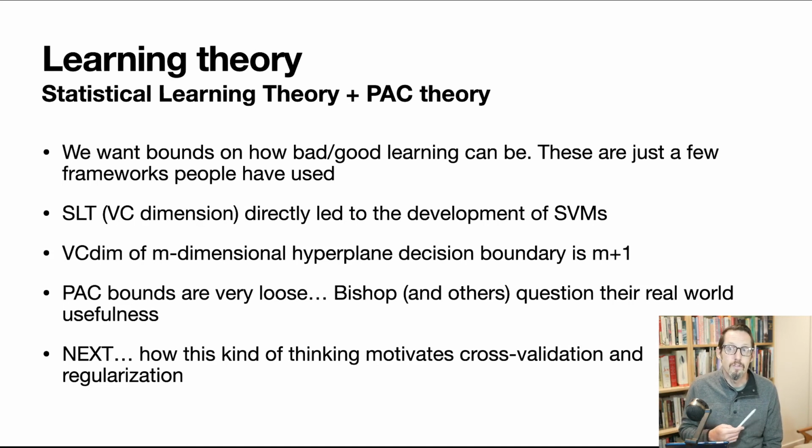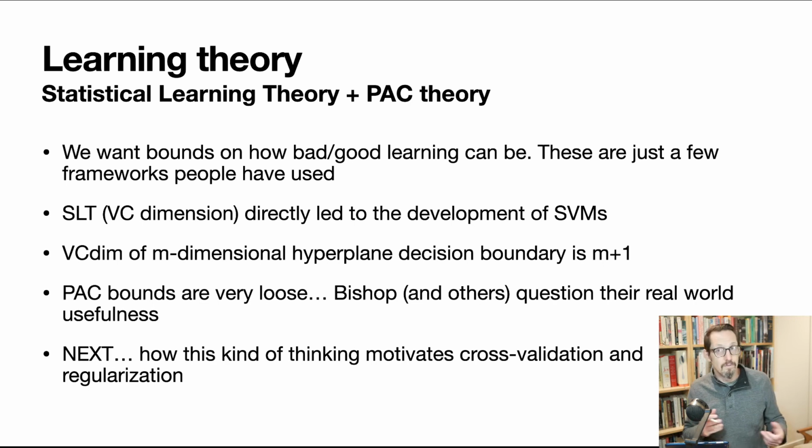So things you should know. Statistical learning theory, which is this VC dimension stuff, is basically what led to the development of SVMs. So support vector machines come from Vapnik's work on VC dimension. After he did that, he came up with this, which takes the VC dimension to the next level. Okay, and as we noted, the VC dimension of an m-dimensional hyperplane is m plus 1. So we know the complexity of any SVM in whatever the dimensionality is.